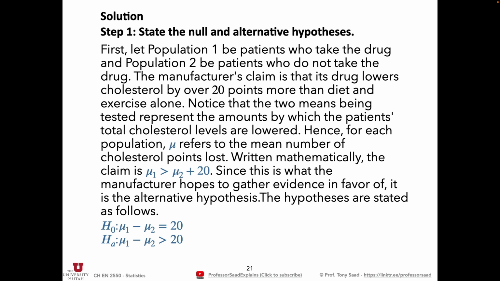Now, mathematically, the researchers' claim is that mu1, so those who take the drug, is actually greater than mu2 plus 20. In other words, remember mu is the number of points you lowered your cholesterol on average. It's saying that if you take the drug, you're going to lower it by as much as the other population plus 20 and more. So more than that.